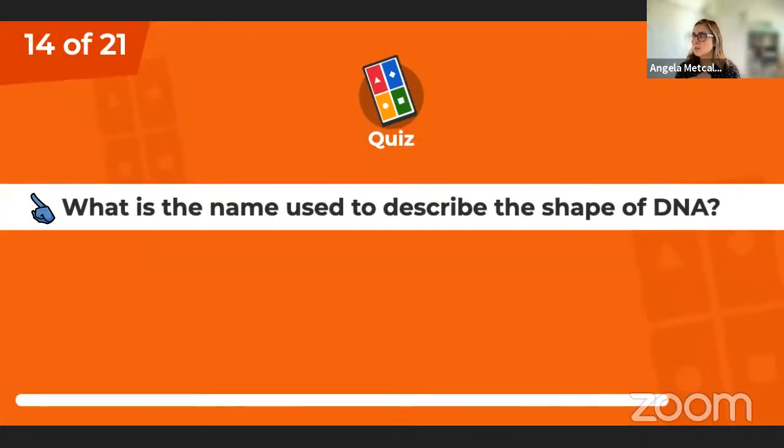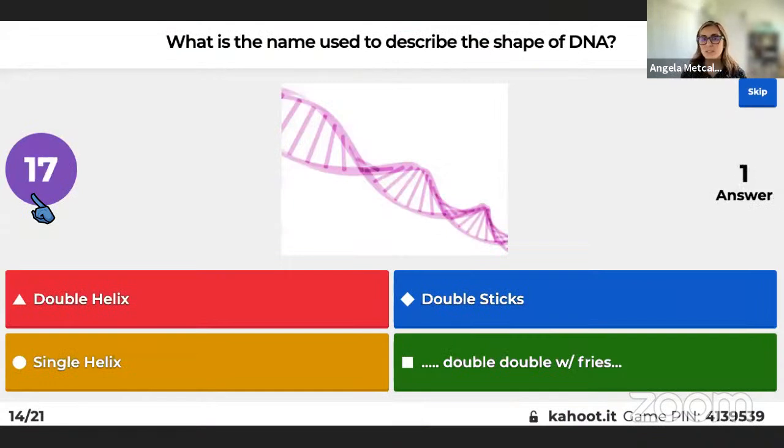Okay, what is the name used to describe the shape of DNA? So how would we describe the shape of DNA? What would we call it, in other words?